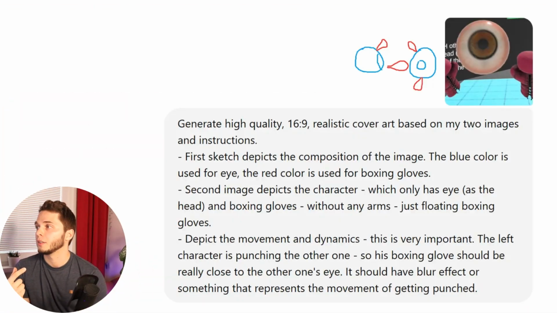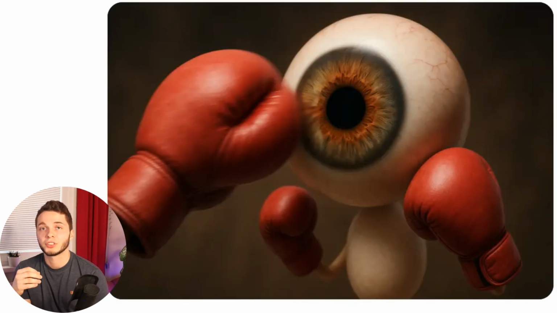So I just copy pasted my initial prompt. I added that I want a realistic cover art because I didn't like the original one. And I also added at the end here that he should try to add emphasis on the dynamics of the boxing. Unfortunately, the result again wasn't very good. The realistic was just a little bit too realistic, and he completely messed up the composition.